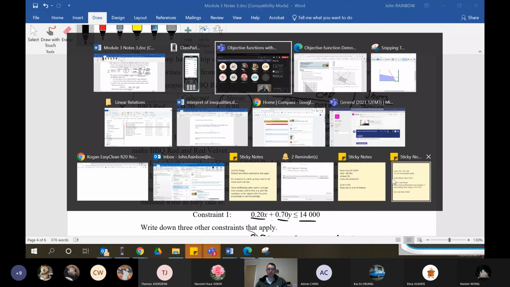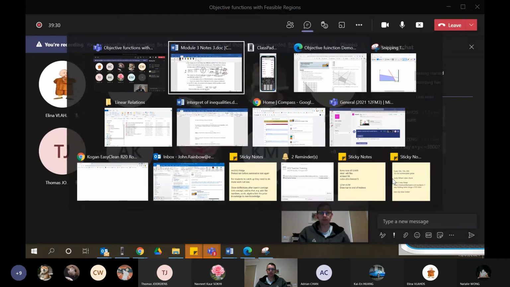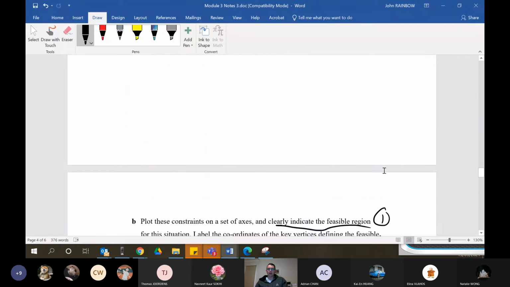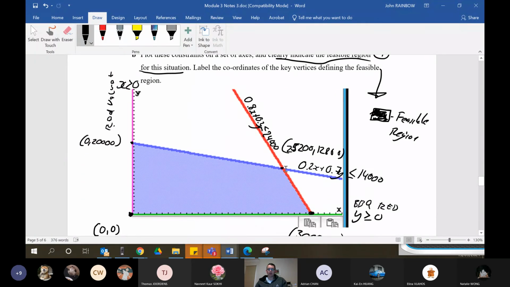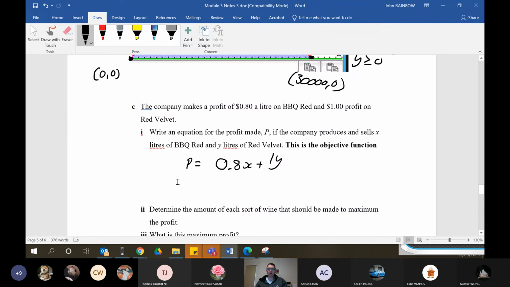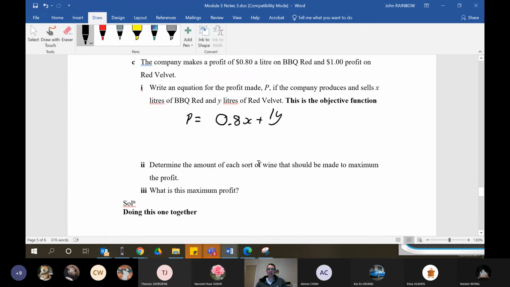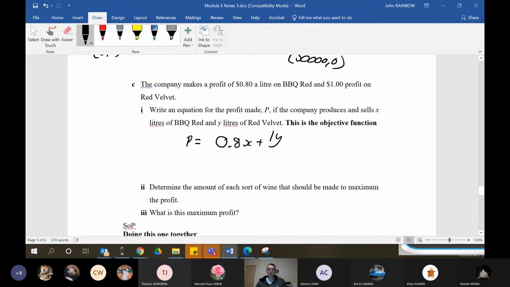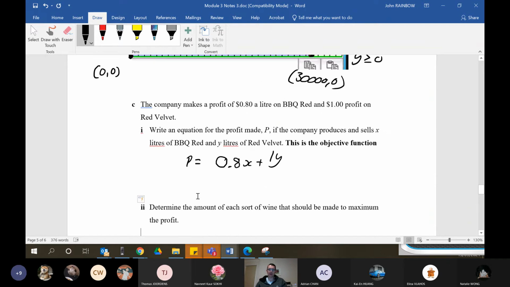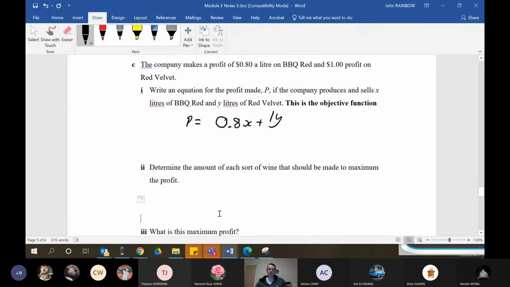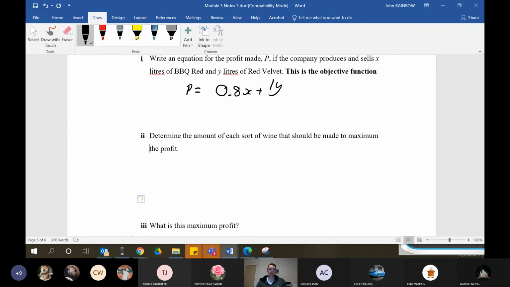All right. However, that may not be our maximum profit point, but we're going to look at that. So let's have a look at it. So we know that this gives our maximum profit. This is our objective function. So we're trying to just unpack what's happening here. Determine the amount of each sort of wine that should be sold to maximize the profit. This is where we really want to test our corner points. So we actually can substitute in each of our corner points. Okay, so there's two ways to do this.